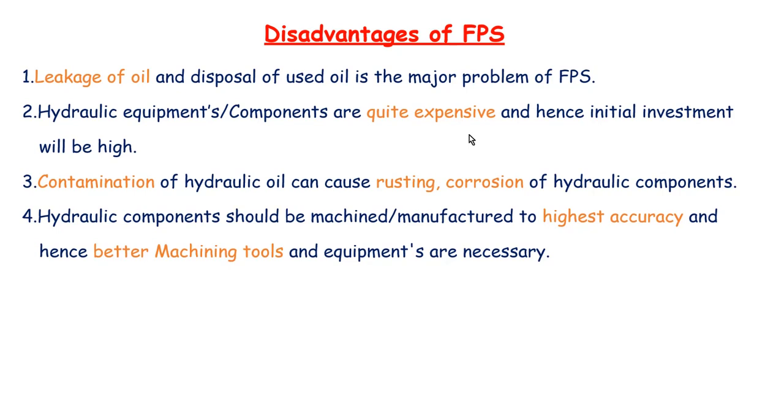Lastly, hydraulic components should be machined or manufactured to highest accuracy and hence better machining tools and equipments are necessary. So these hydraulic components must be machined with highest accuracy. In order to get this better accuracy, better machining tools and equipments are necessary. So these are some of the disadvantages of fluid power system.